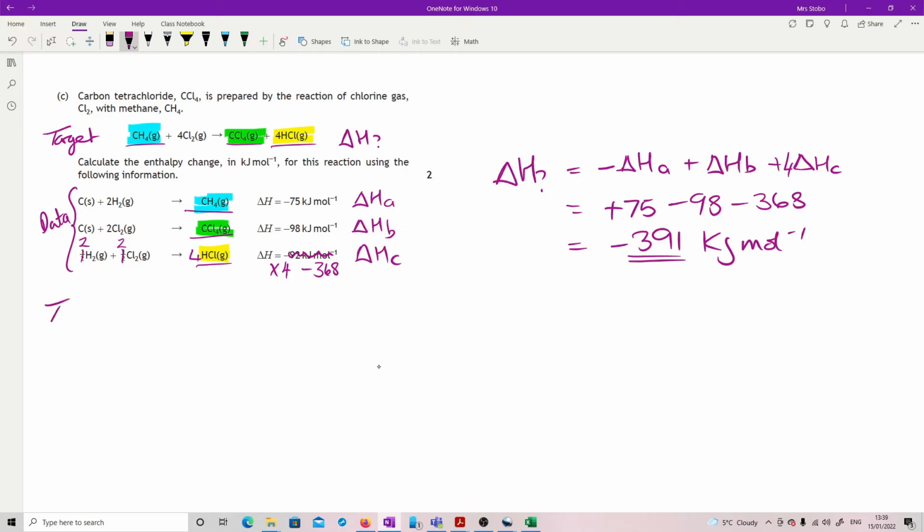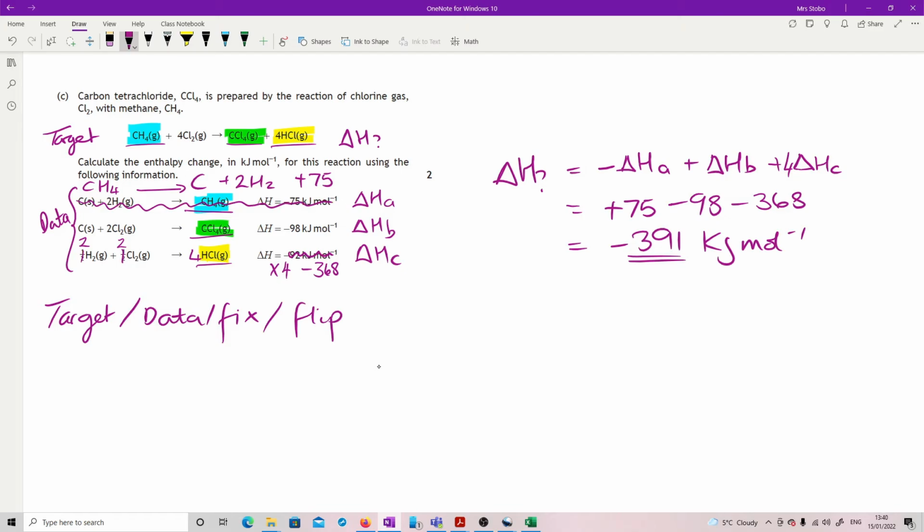Right, so I've fixed. Okay, because we've done target. We've checked we've got all our data. We've done fix. So our next thing is flip. Any of these equations which are on the wrong side, I now flip over. So the only one that's on the wrong side is my first one. So if I flip that over, it now becomes CH4 going to C plus 2H2, and then I also need to flip that to become plus 75, okay? And I'm now going to get rid of that. So I've got my target, I've got my data, I've done a fix, I've done a flip.